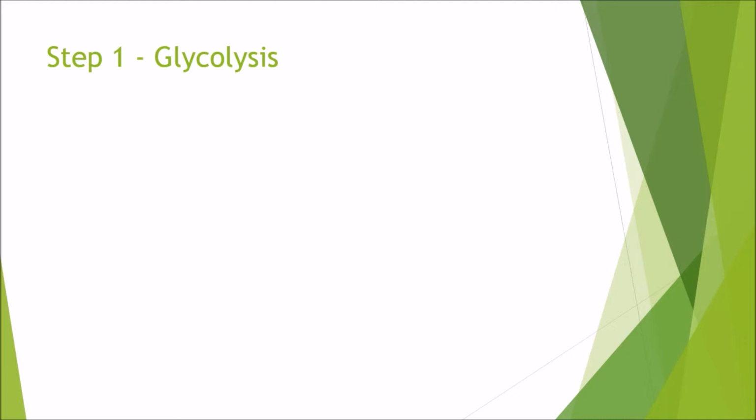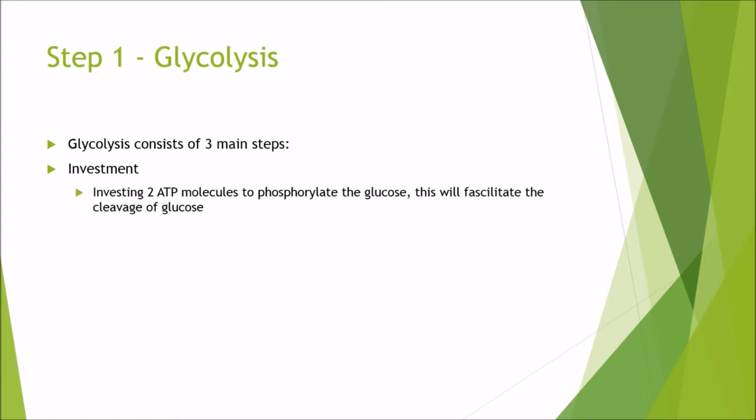Okay, so now we can start talking about glycolysis. Step one of glucose metabolism. Glycolysis itself consists of three main steps. The first of which is the investment stage. Here we are investing two ATP molecules to phosphorylate the glucose, and this will help facilitate the cleavage of glucose. We then have the cleavage step.